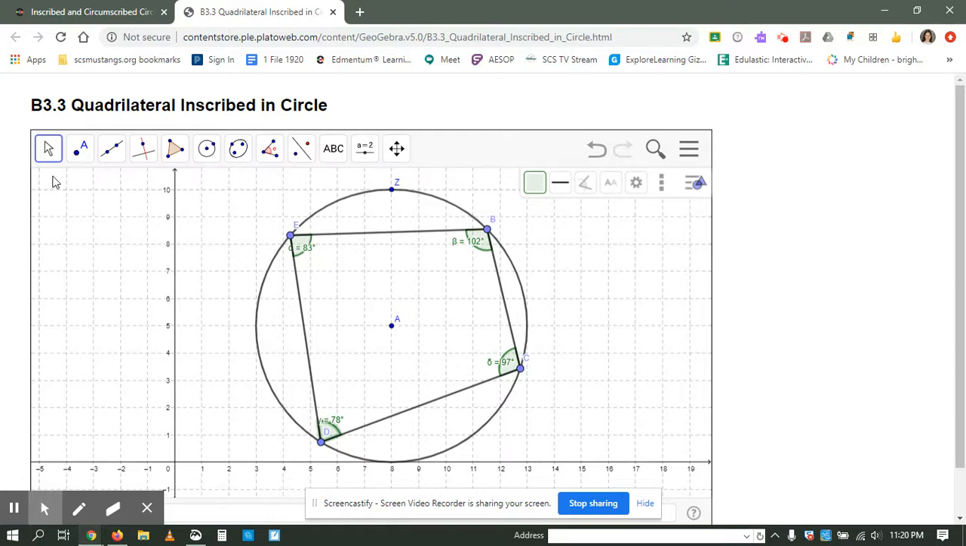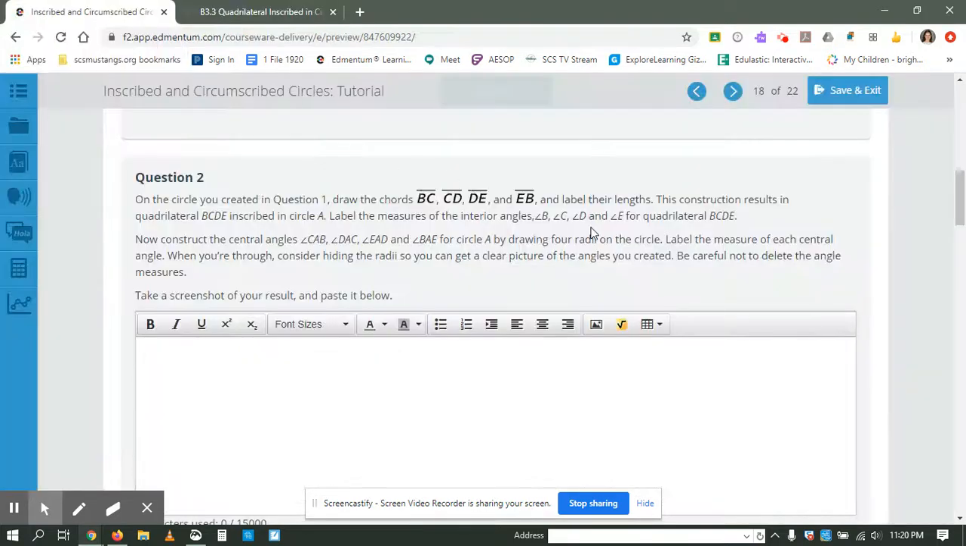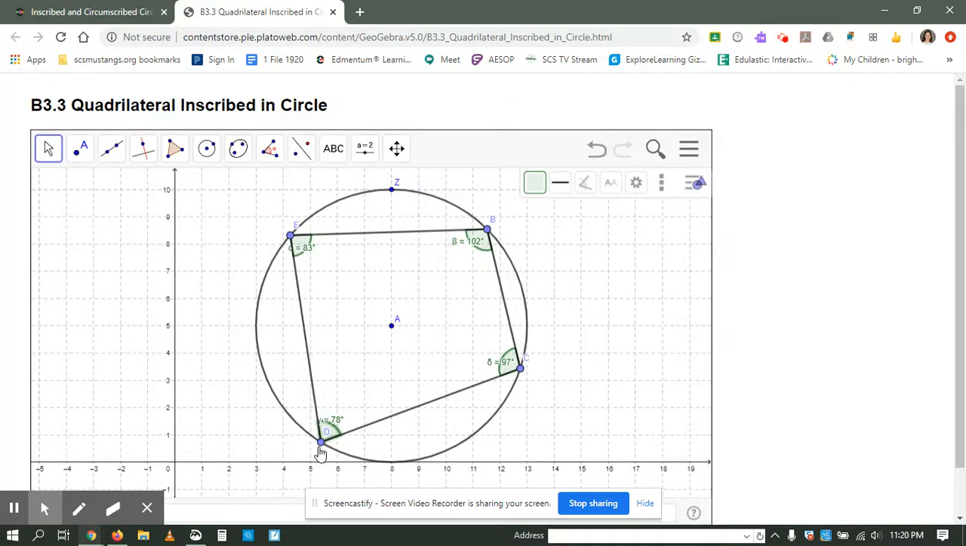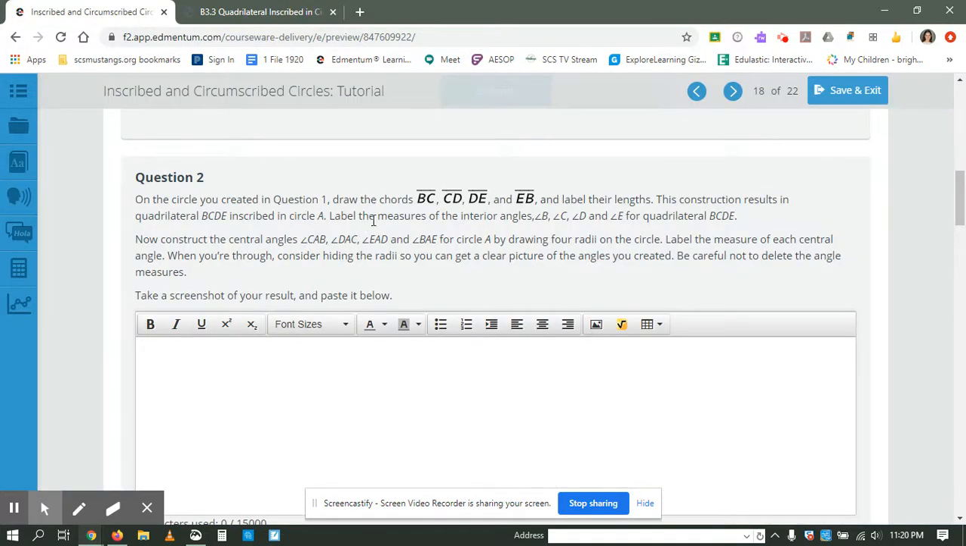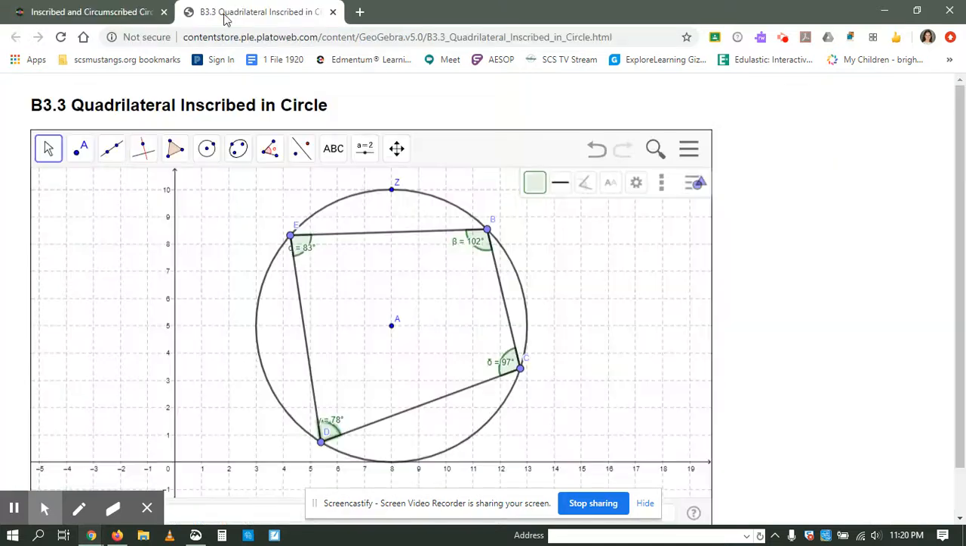Next, let's see what they want us to do. We got those interior angles measured, and now construct the central angles. Remember, central angles are those angles where the sides of the angles touch the outside of the circle and the vertex touches the center. So they want us to create those 4 central angles by drawing 4 radii on the circle. So radii are segments. There's my segments there.